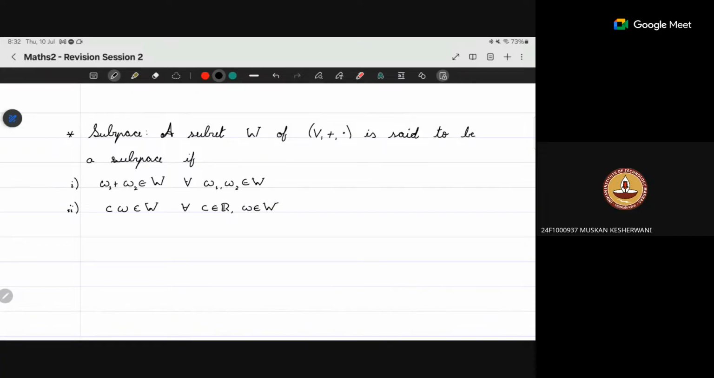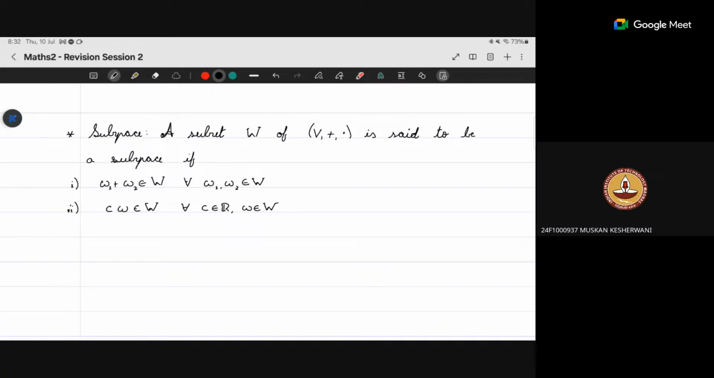Now, what does this mean? It means that if you take two elements from the subset and add them, that element also has to be in the given subset. The addition operation should not take you outside the subset. Similarly, scaling vectors also should keep you within the subset. In such a case, we call this thing a subspace.